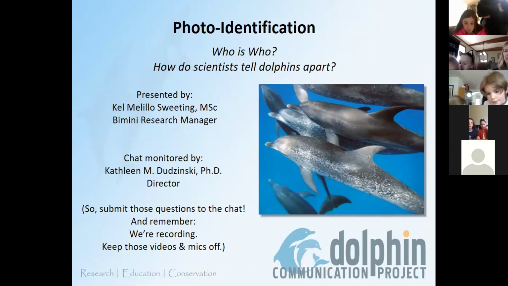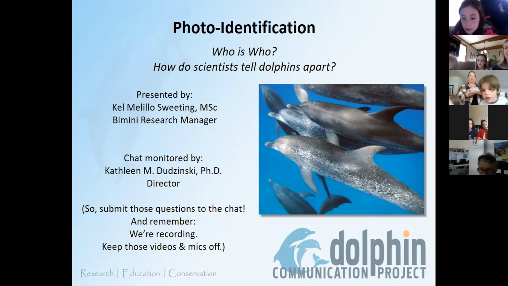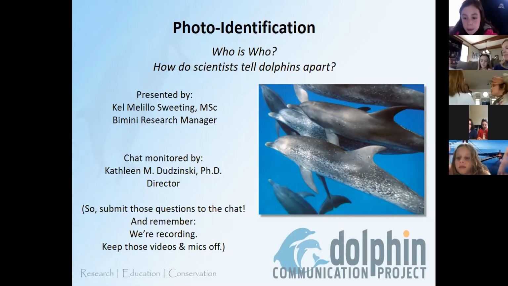Today we're going to talk about photo identification. So who is who and how do scientists tell dolphins apart? And I wanted to say an extra special welcome because today is World Dolphin Day. So happy World Dolphin Day to everybody. And again, I'm Kel, and this summer will mark my 18th year studying the dolphins with DCP. So that's longer than some of you have been alive who are joining us. Today's webinar is going to focus on how scientists, but especially DCP scientists, how we recognize individual dolphins. And we'll talk about why we even bother doing that.